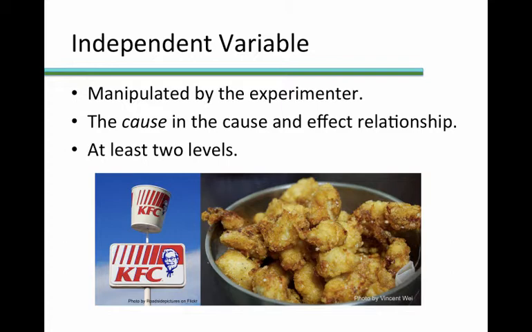To be a true experiment, an independent variable always needs to have at least two levels. In our example, the two levels of type of chicken are Kentucky Fried Chicken and homemade chicken. Having different levels of the independent variable allows us to compare the effects of each to see if they are different from each other.